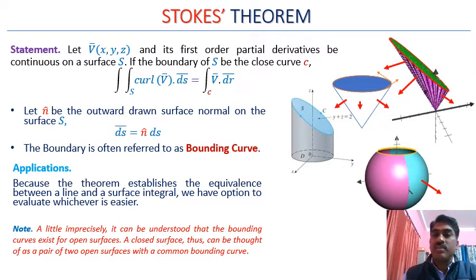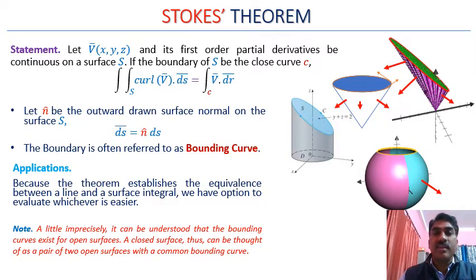You can see the cone. The cone has a purple colored surface, and it is not closed. It is open. So it has a bounding curve shown in red. The red colored curve shown in the cone is bounding the surface of the cone. So always open surfaces have a bounding curve. Closed surfaces do not have a bounding curve.